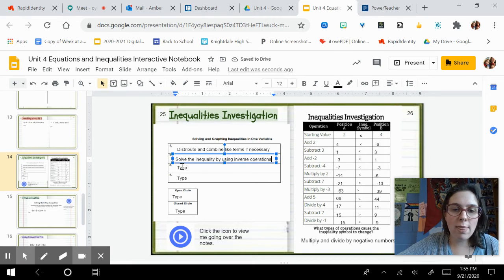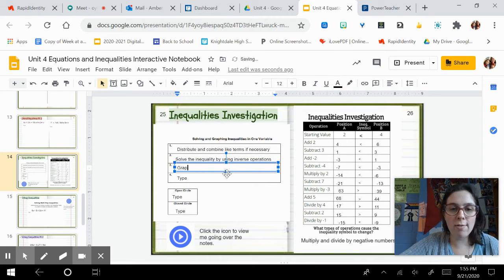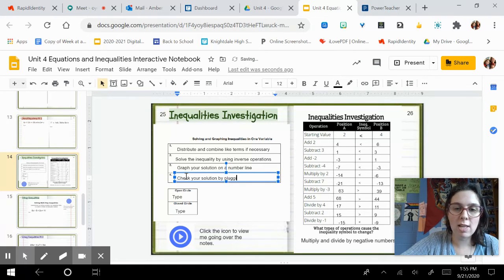Okay. Then you can graph your solution on a number line, and then check your solution by plugging in a number. Since this is inequalities, technically any number that fits the solution can be used. So if x was greater than 7, I could check 8 and see if it worked, because 8 is greater than 7. Okay, so something like that.